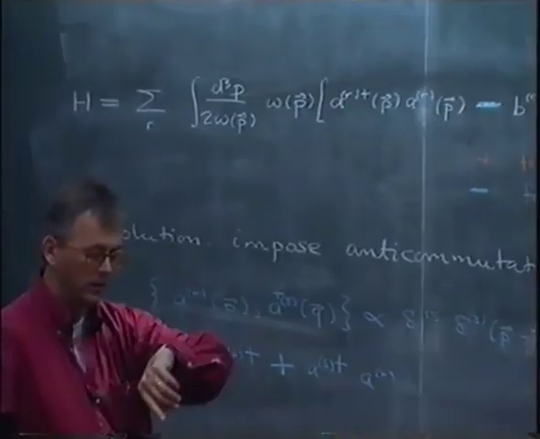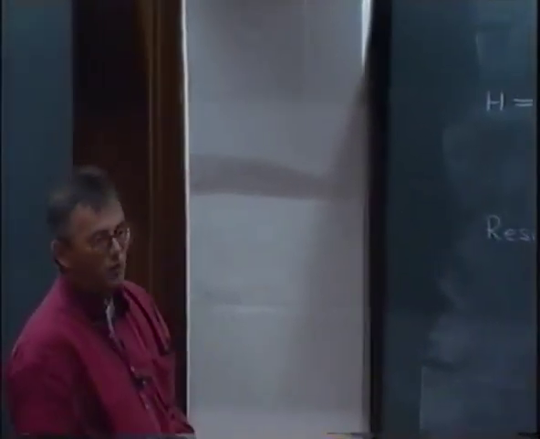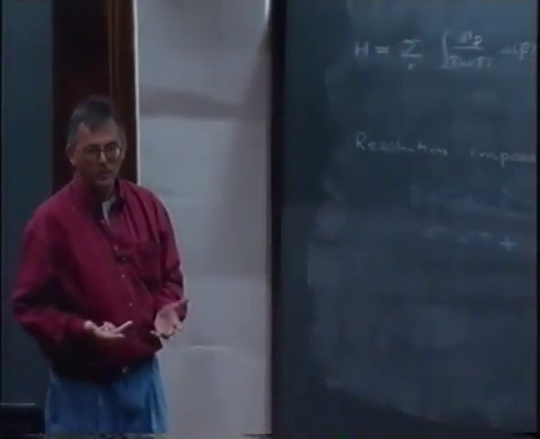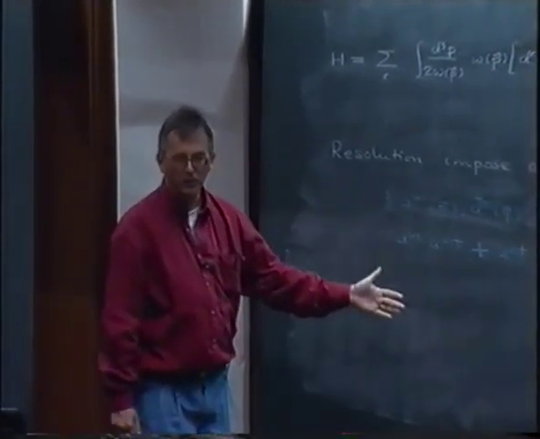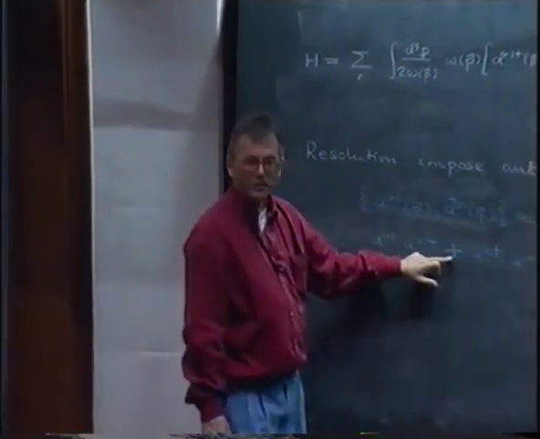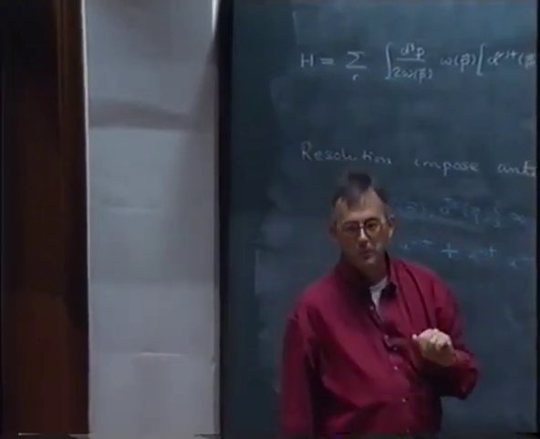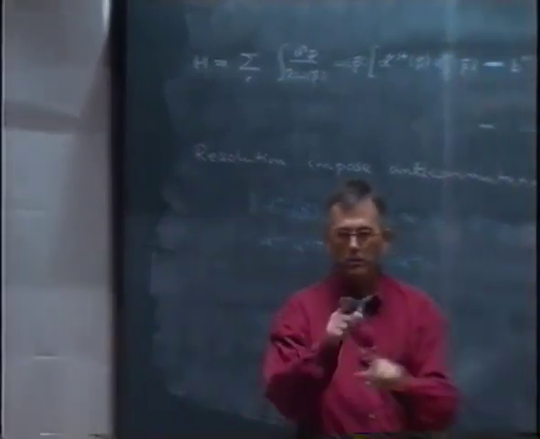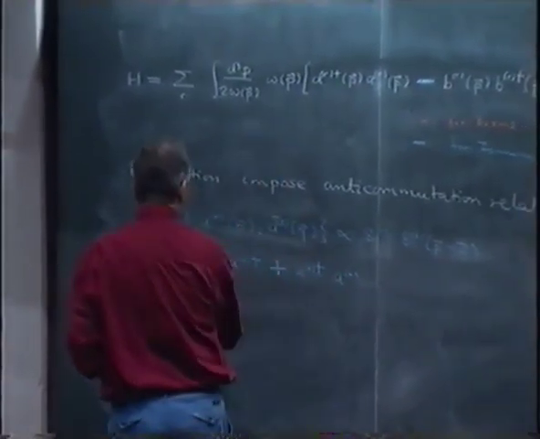And then, maybe I can just finish in two sentences. Now you can go again to the same procedure as for the scalar field. You can define a vacuum, you can define excited states, and then due to this plus sign, you will find that the particle wave functions have to be antisymmetric upon interchange of two arguments. So this also leads to the Fermi statistics.